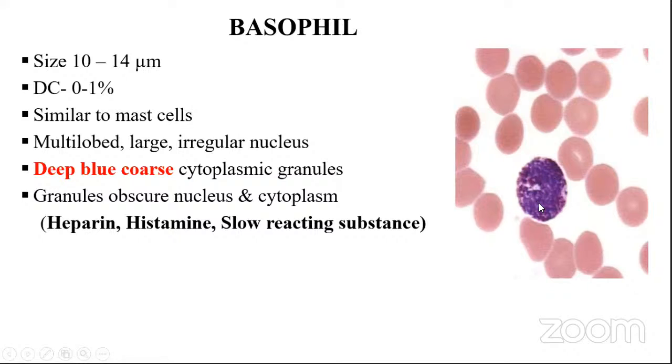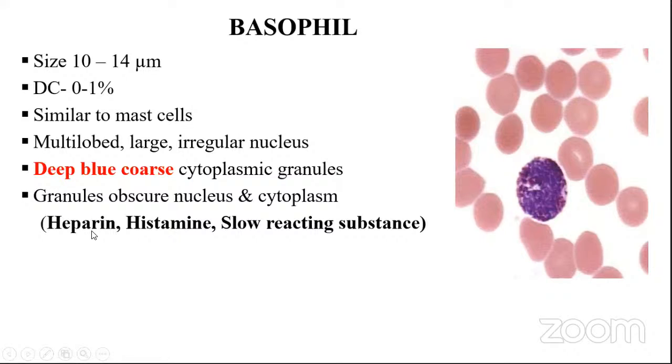Okay, it is very difficult to find in the peripheral smear unless there is a disease, or you have got an electron microscope. So with a normal microscope, it is very difficult to find out. The granules are very obscure in the nucleus, which will cover the nucleus and cytoplasm. These granules mainly contain heparin.